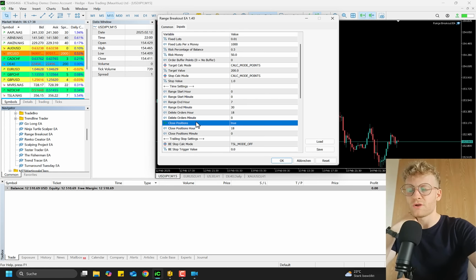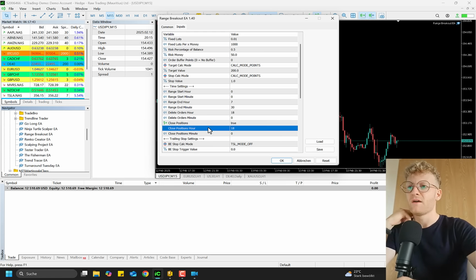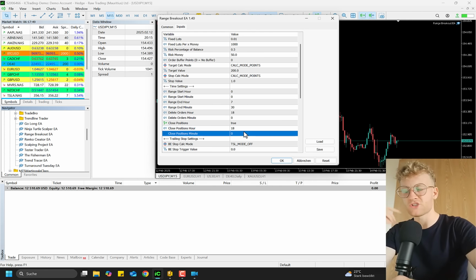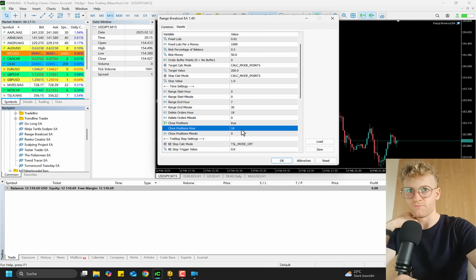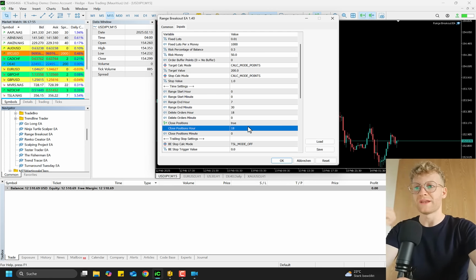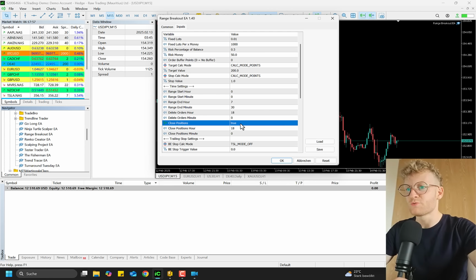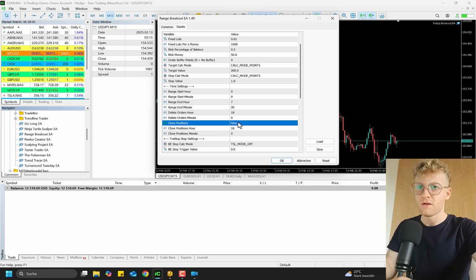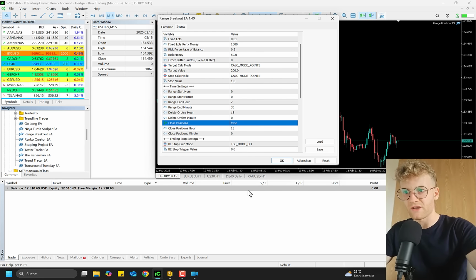Then we also have the option to close open positions at a specific point in time throughout the day. And here, again, by default, it's just 18 and 0, so 6 p.m. But you can change all of these values so it fits your symbol, your strategy, and your idea of what you want to trade exactly. If you say close positions should be false, then you can also carry trades into the next day, for example, if they are not closed by TP and SL.